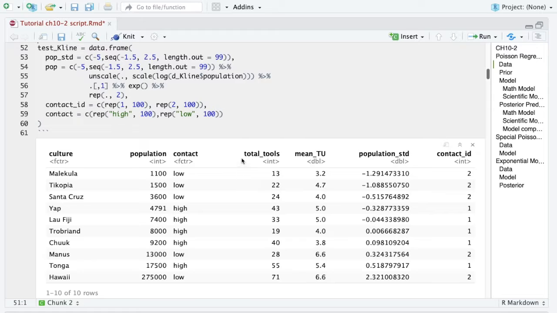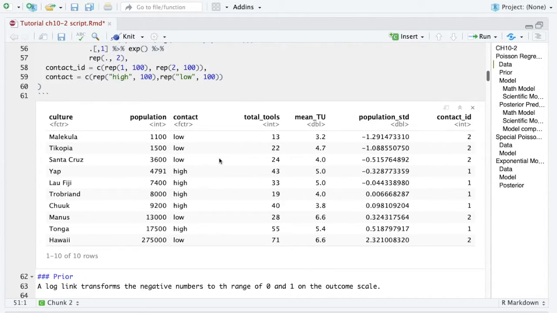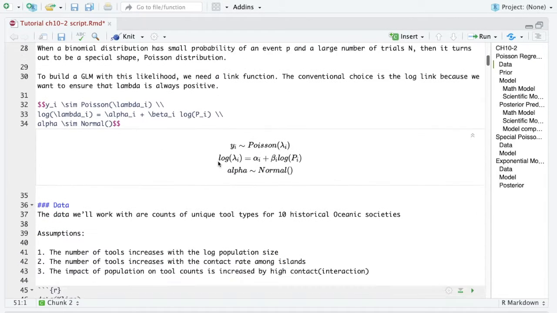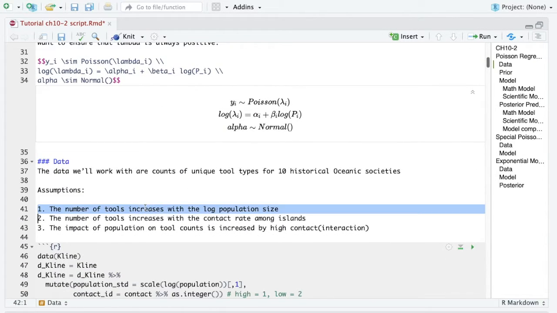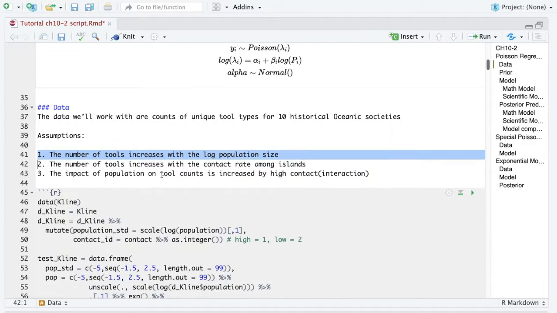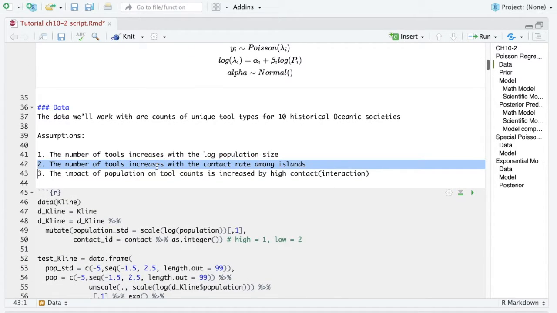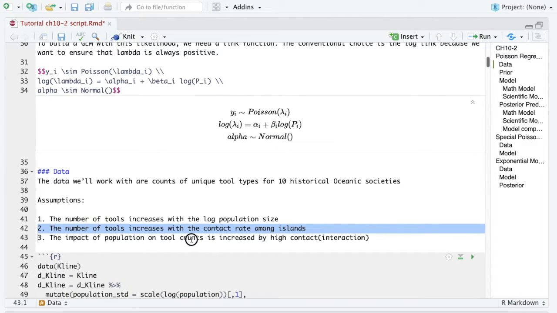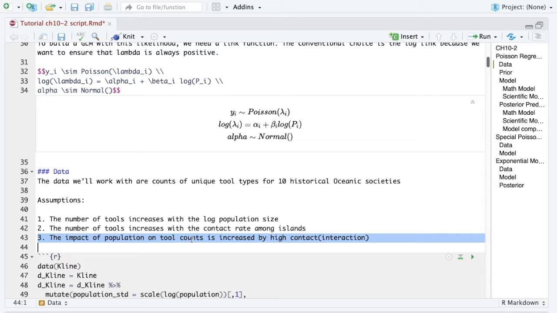So we can see that this total tools column is our y. The predictors we will use will be the population and the contact rate for each island. And what is the relationship between these predictors and our y? The author makes three assumptions for us. Firstly, the number of tools will increase with the log of the population size. Then the number of tools will be higher if the island has a higher contact rate. And then the contact rate and the population size will also interact.